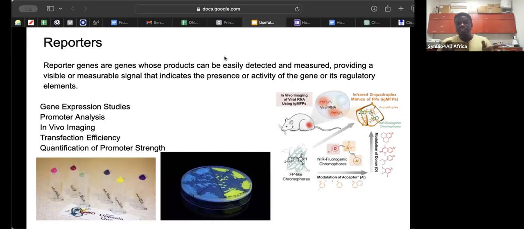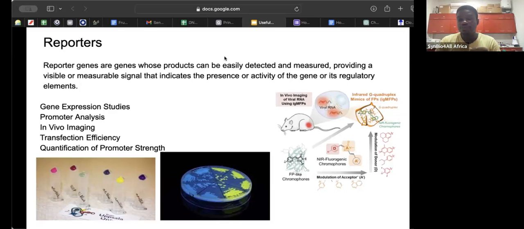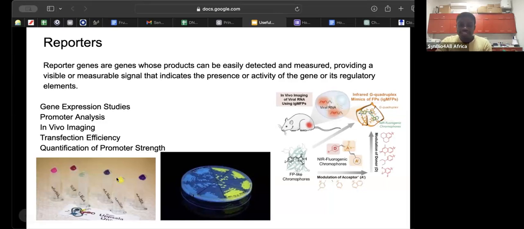So basically, you are quantifying the promoter strength, and you can also use it to measure transformation efficiency or transfection efficiency. Transformation is when you are putting DNA into a bacteria, right? But when you're putting it into eukaryotic cells, we call it transfection. You are transfecting it. Either way, it helps you know whether you've really put your DNA into the system, because then the system is going to change color, right? If it is in there, the system is going to change color. Is that okay?